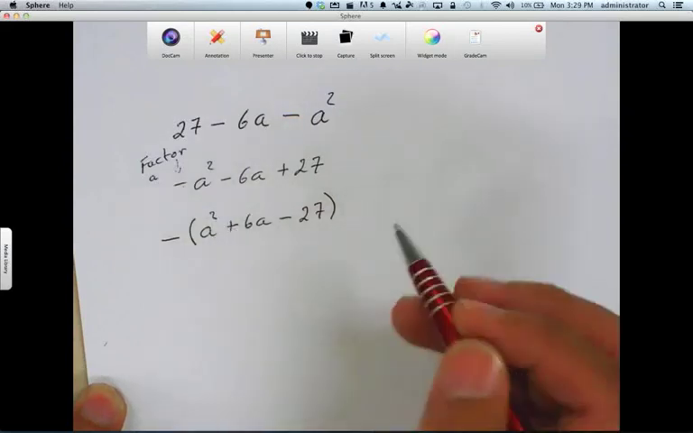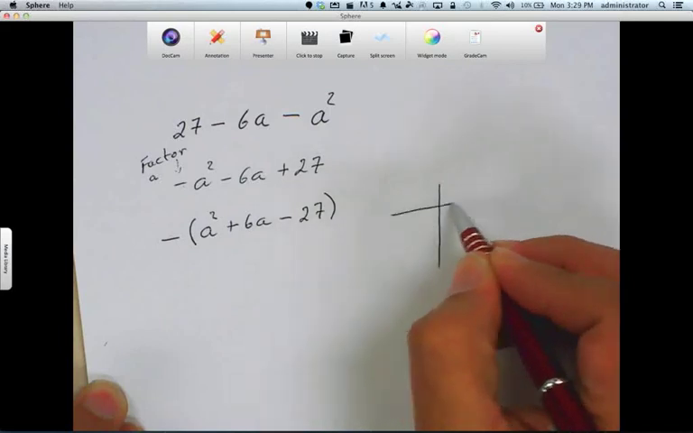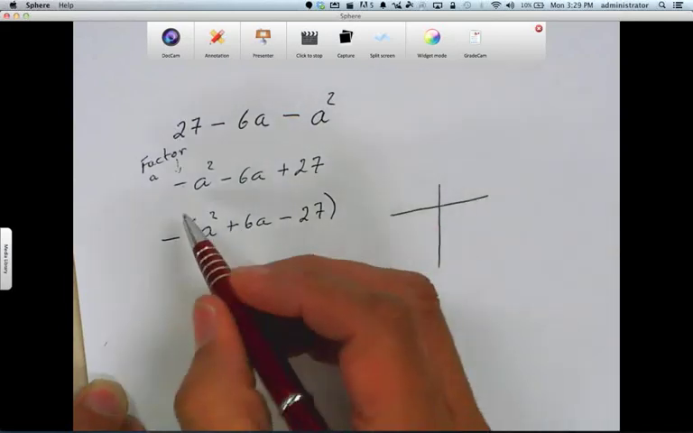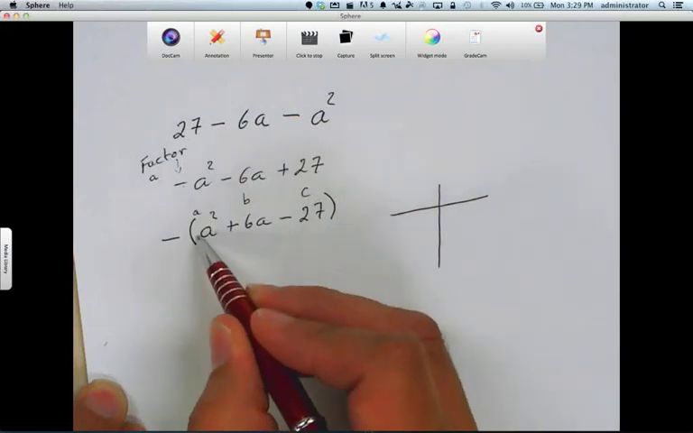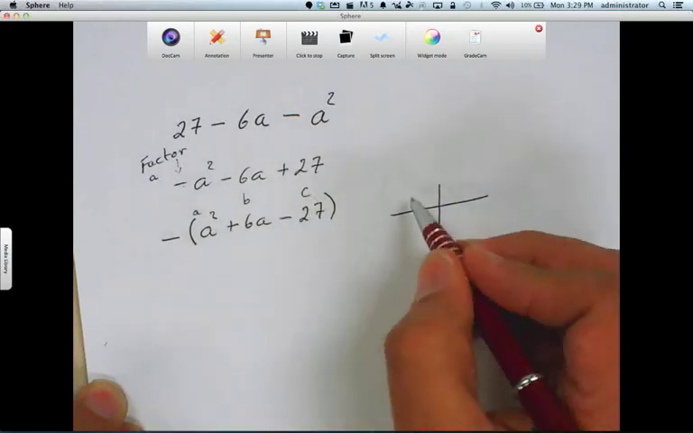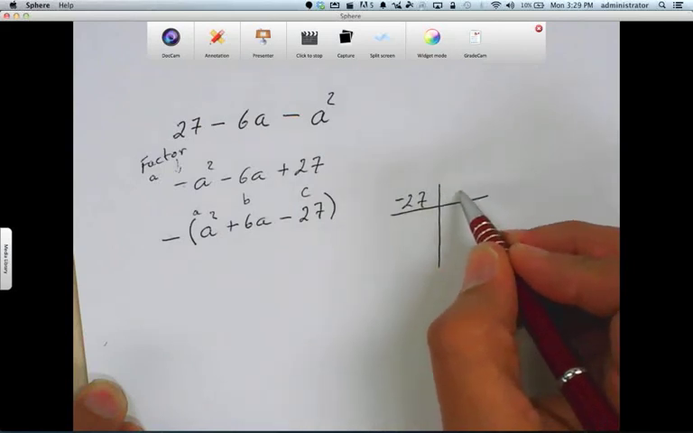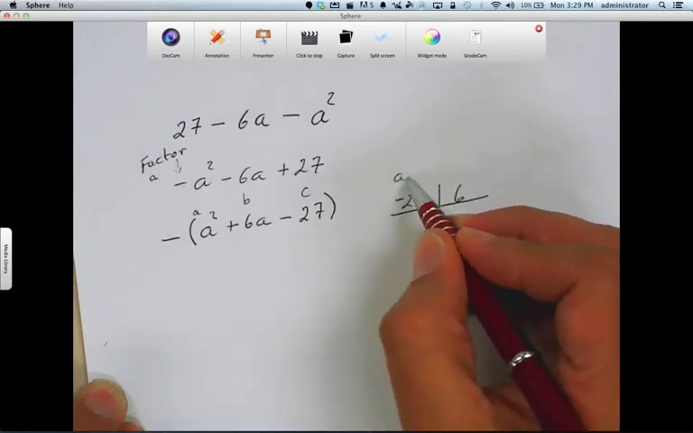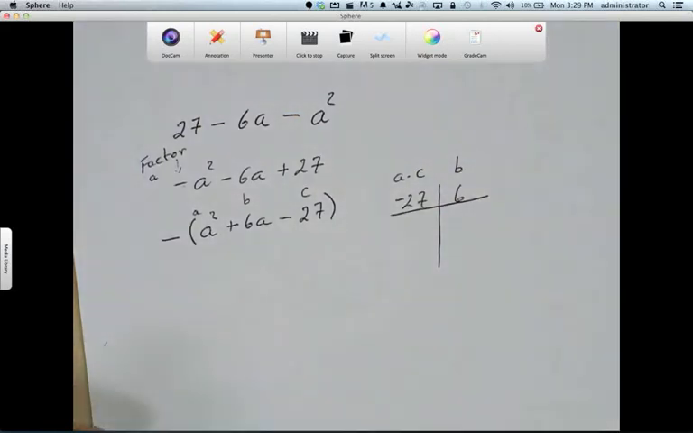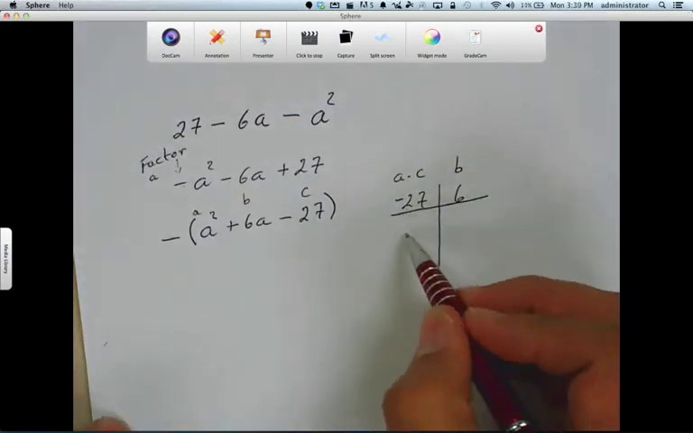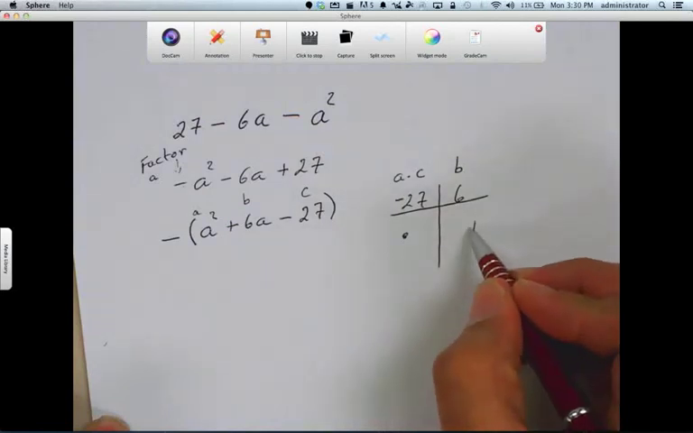Okay. Now, once you do that, I can go back to the t-chart. A times c, so this is a, b, and c. So a is 1, c is negative 27, so I get negative 27. And here I have b, which is 6. This is a times c, and this is b. So what I'm trying to look for are numbers that multiply to give me negative 27, but when I add them, my answer is a positive 6.